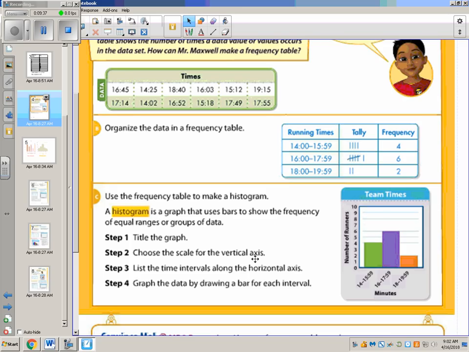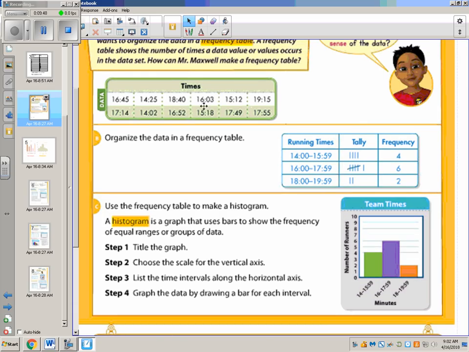The second thing is to choose a scale for your vertical axis. So they put number of runners, and they just went from 0 to 10. Okay, if we look 1, 2, 3, 4, 5, 6, 7, 8, 9, 10, 11, 12, they have 12 runners, but all 12 of them didn't run the same time, so it doesn't need to go up to 12. If we look at our frequency, the highest frequency we had was 6, so really they could have cut this chart off at 6, but your vertical axis needs to go up by the same amount, and it is going to be based off of how tall your frequencies are. Then it says list the time intervals along the horizontal axis.